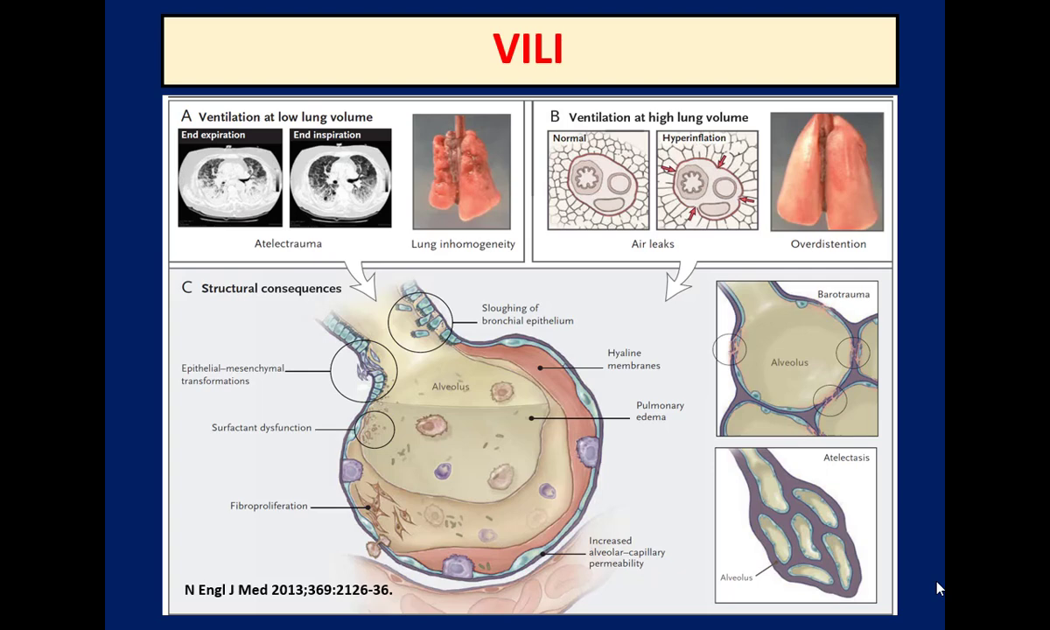Ventilation below lung volume causes atelectasis, lung inhomogeneity and atelectrauma. Ventilation with high lung volume causes overdistension, causes air leaks. And as you can see, this is the picture. This is the atelectrauma. This is the overdistension.